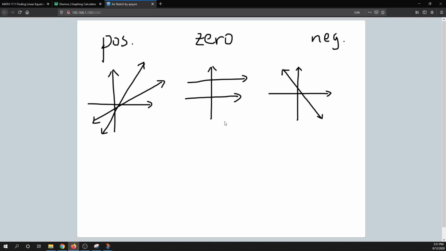There is one case here that we haven't talked about, and that's the case of a vertical line, right? With a vertical line, vertical lines have undefined slope.